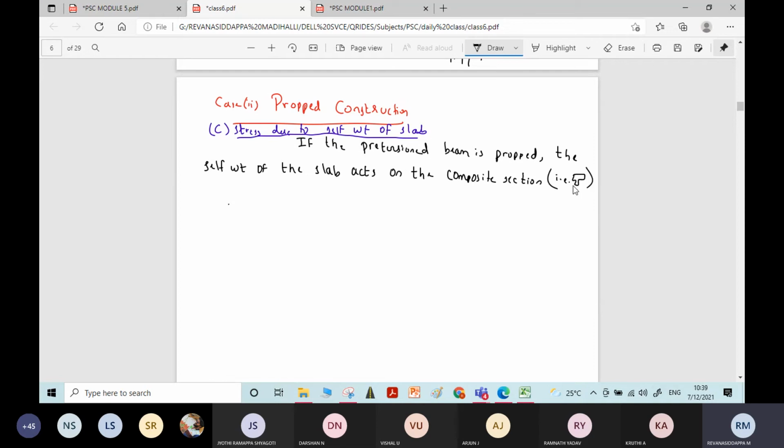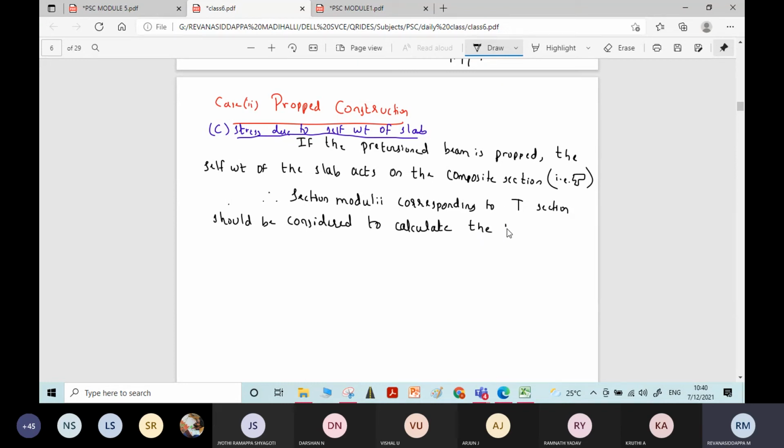Okay. Oh, sorry, that is on T section. Therefore, the section modulus, or section moduli, corresponding to the T section should be considered to calculate the stresses.